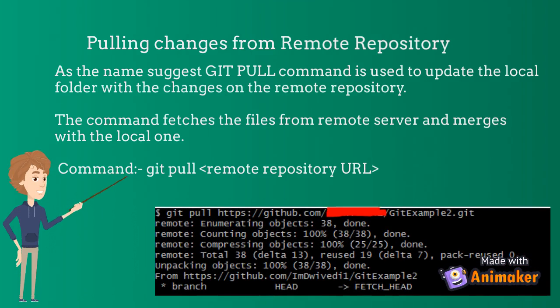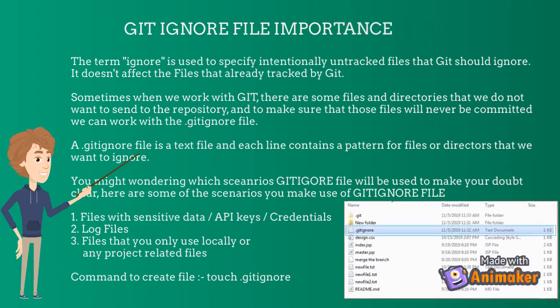Let's now learn pull command. As the name suggests, git pull command is used to update the local folder with the changes on the remote repository. The command fetches the files from remote server and merges with the local one. Command: git pull <repository URL>, as shown on screen.